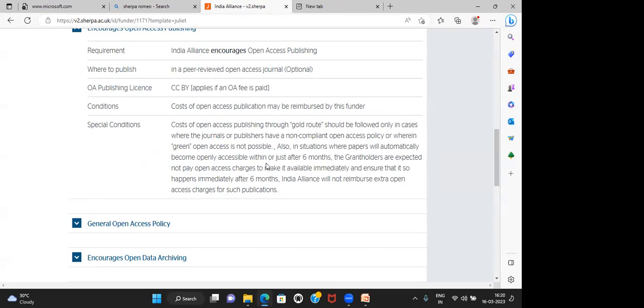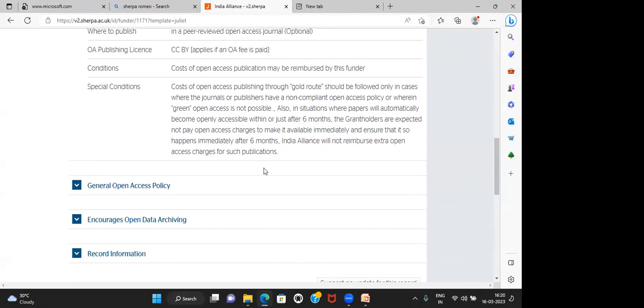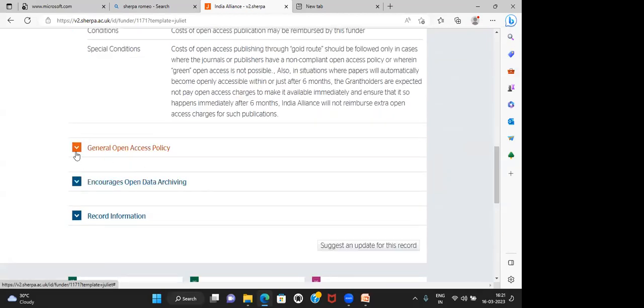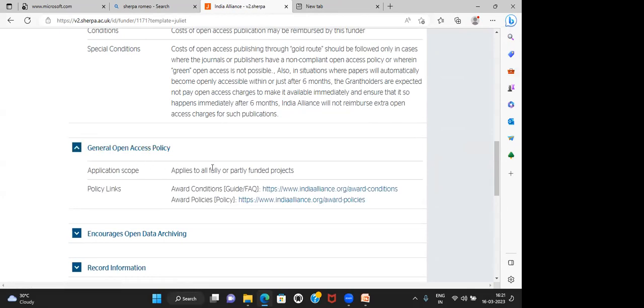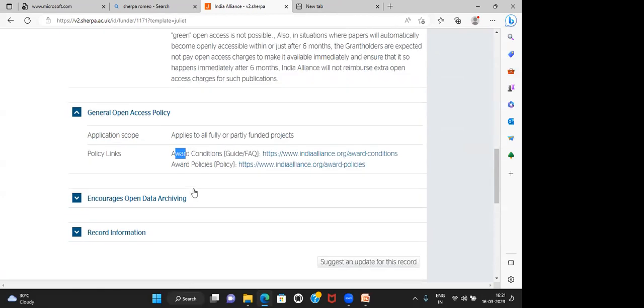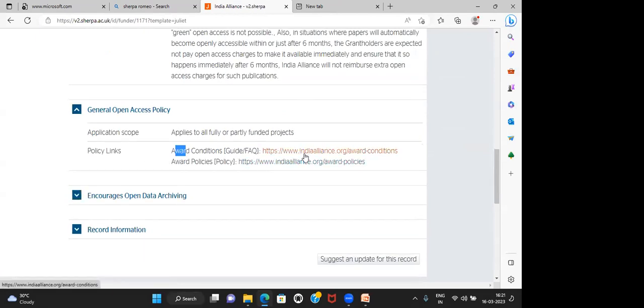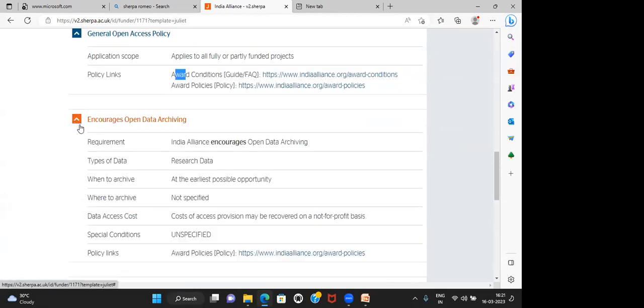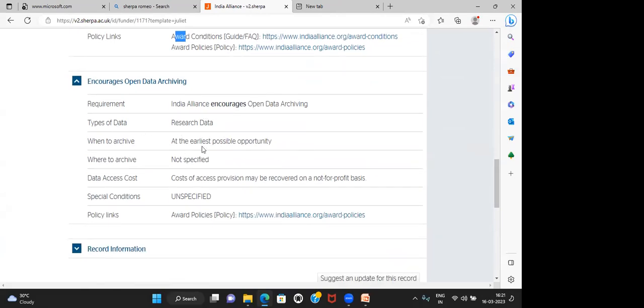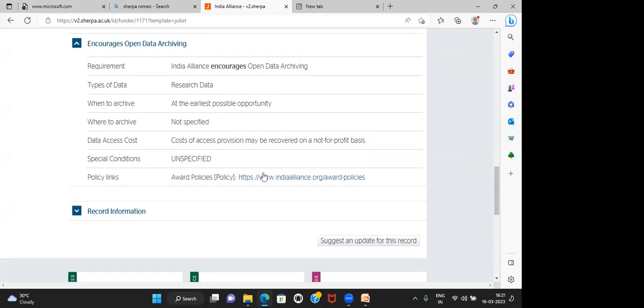The general open access policies are applied to fully or partly funded projects, and the policy link is also available here. We can click on the link, then we find the policy, and it encourages data also. We find that it encourages open data archives, research data. What type of data? Research data. When to be archived? At the earliest possible opportunity. And where to be archived is not specified. And the data cost is to be mentioned here.